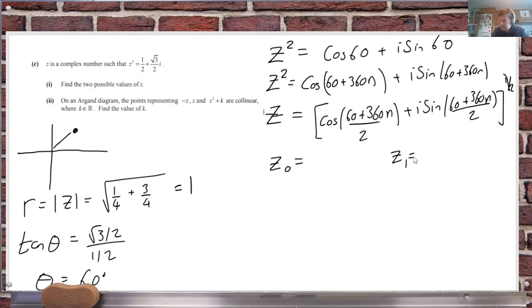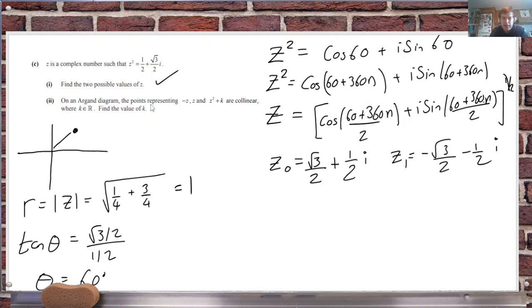So when n is 0, you'll get root 3 over 2 plus a half i. And then when you put in the second answer, when n is 1, you'll get minus root 3 over 2 minus 1 over 2i. Okay, that's grand.